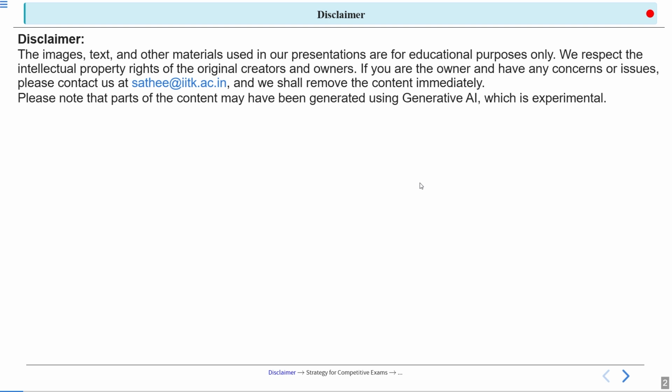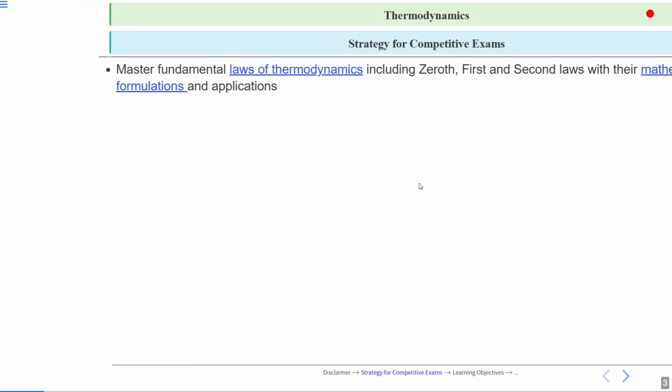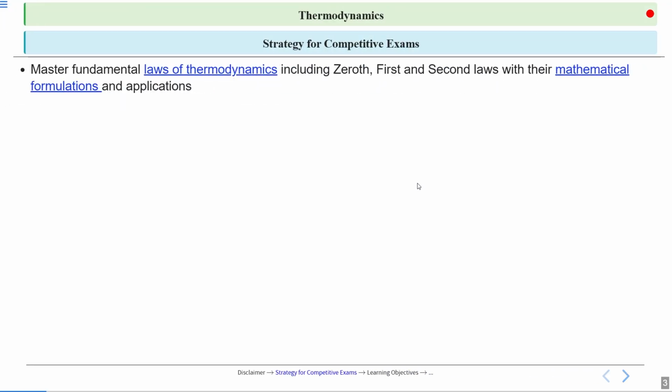This is a disclaimer. Strategy for competitive exams: there are some techniques. First, master the fundamental laws of thermodynamics, including the zeroth, first, and second law with their mathematical formulations and applications, because these laws are the basic building blocks of thermodynamics.